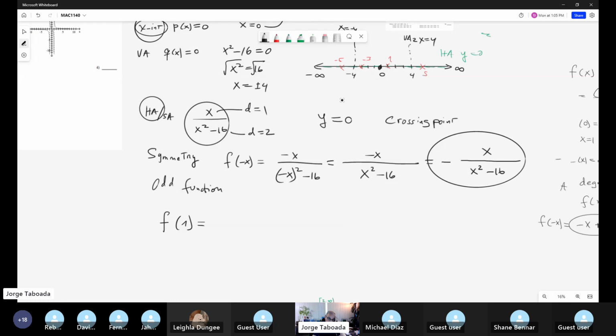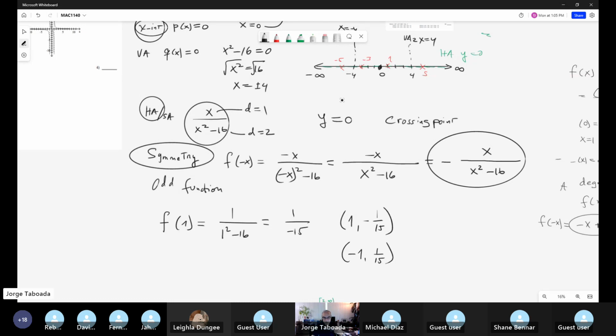Well, it says 1 over 1 squared minus 16, which is negative 15. So 1 over minus 15. At least one point in our graph is the point 1 comma negative 1 over 15. For sure, according to the symmetry idea, another point would be negative 1 comma 1 over 15, the same value but opposite sign. Because the action was, when you change x for negative x, so I change 1 for negative 1, the y value is the same value but the opposite sign. And you plot any point, and that's it.